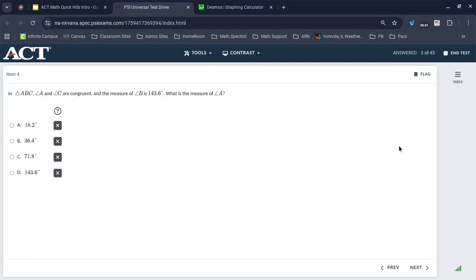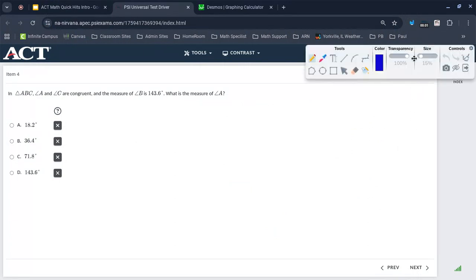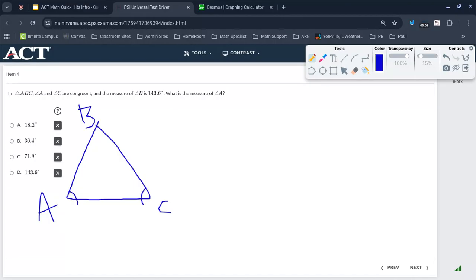Our next question here deals with a triangle, right? And so it tells us triangle ABC, A and C are congruent, which means they're equal to each other. And then it tells us the measure of angle B is some terrible decimal, 143.6. That's super annoying. So let's draw out a triangle so we can see what we're dealing with here, right? So I got my triangle with angles A, B, and C. I know that A and C are congruent. Again, that means they're the same. I don't know what they are, so I'm going to use a variable to represent them.